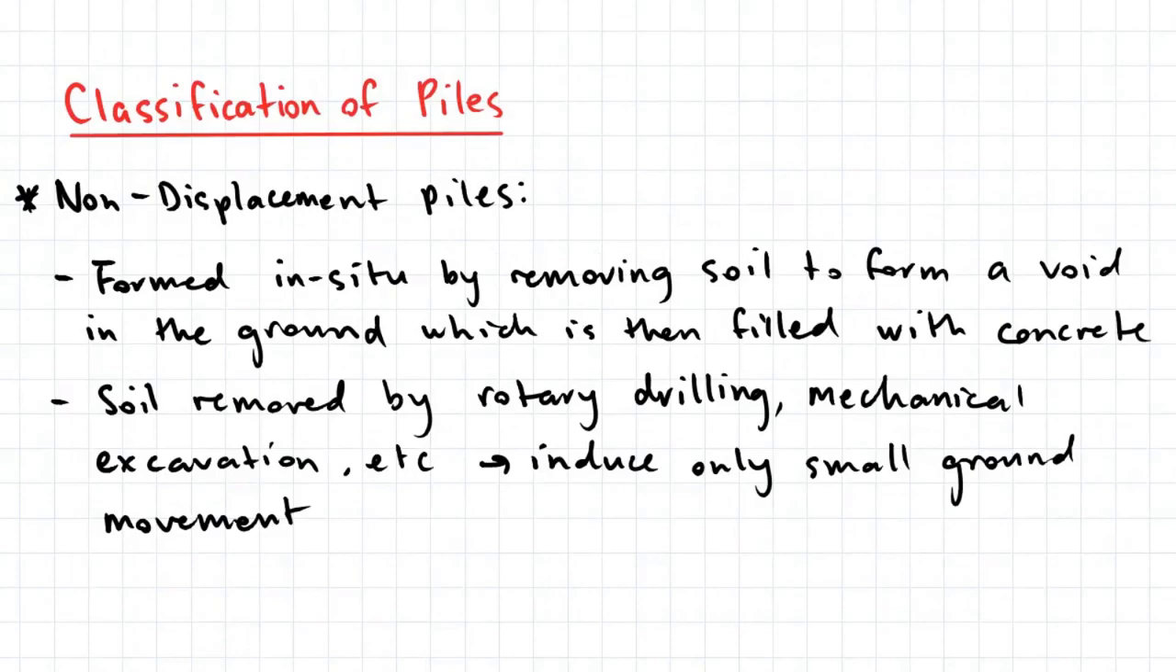Non-displacement piles are formed in situ by removing soil to form a void in the ground, which is then filled with concrete or grout. The soil may be removed by rotary drilling, mechanical excavation, or other methods. These methods induce only small ground movement.